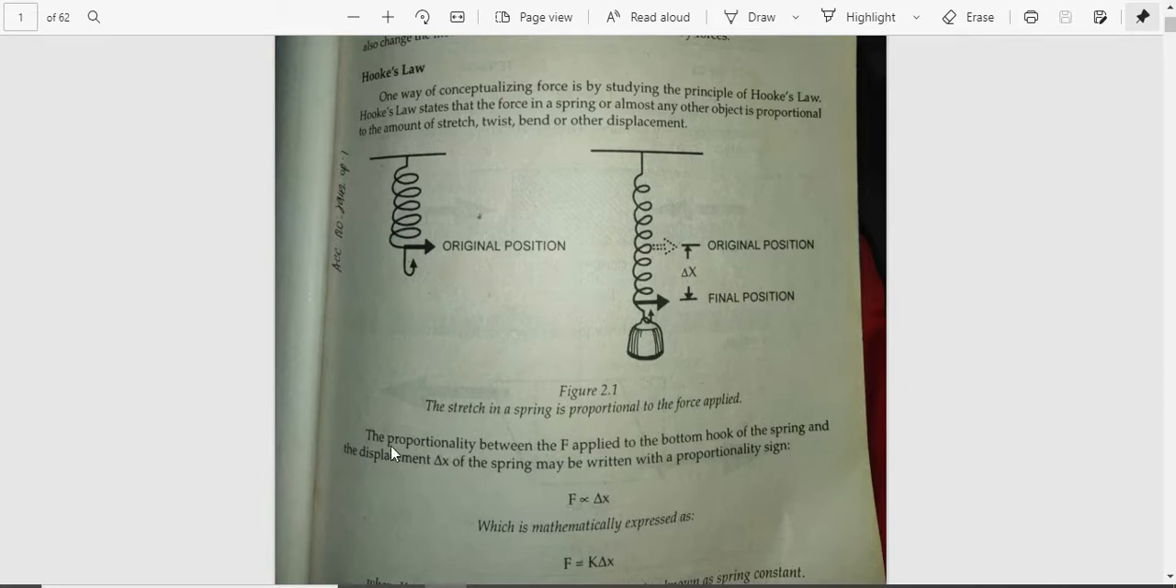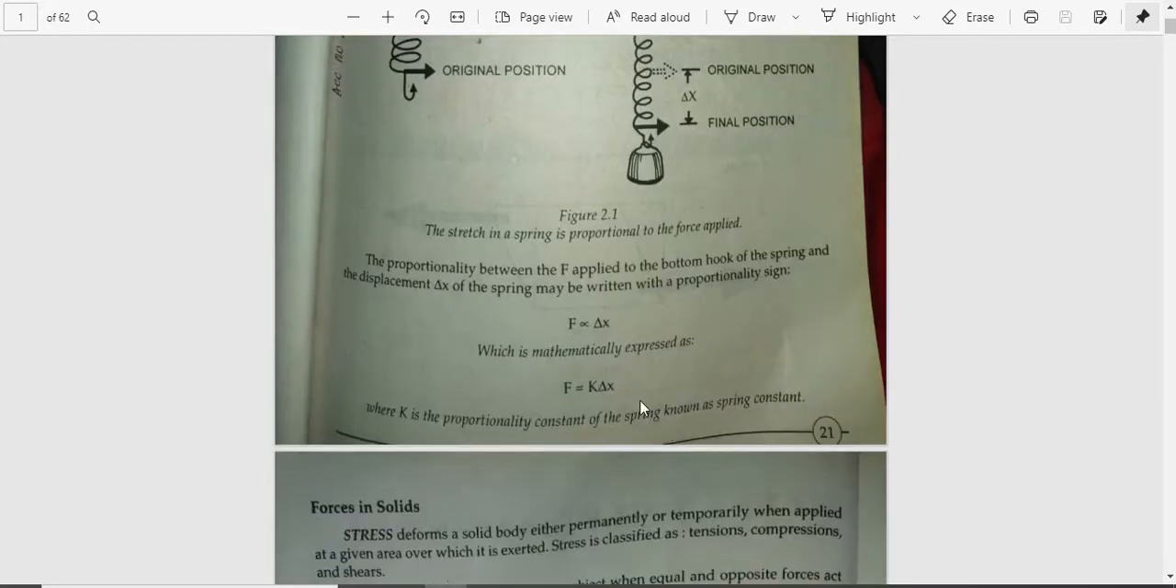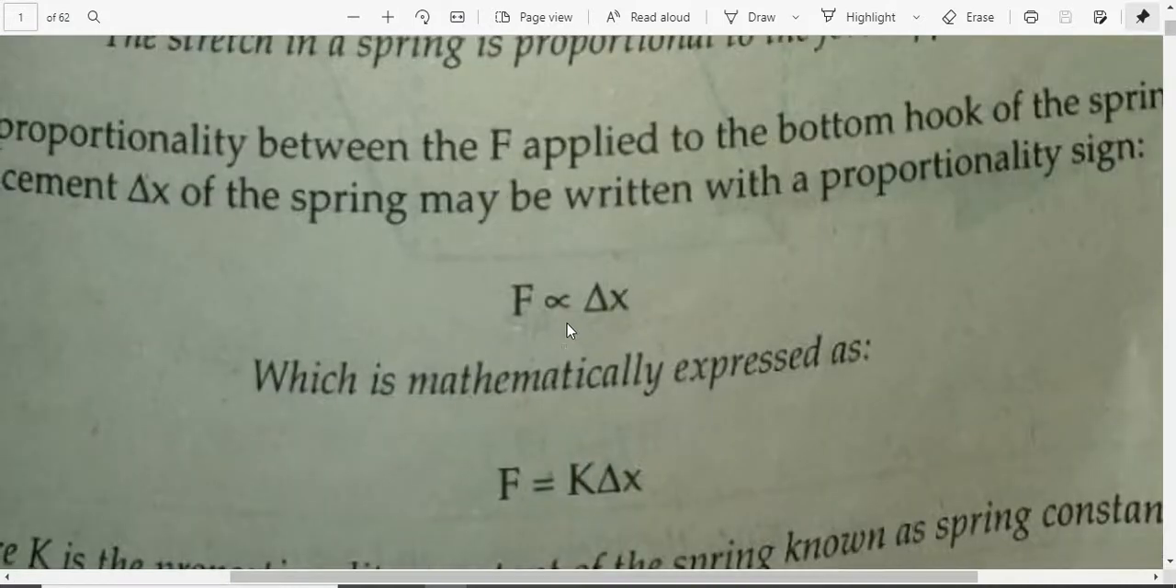Okay, so the proportionality between the force F applied to the bottom of the hook of the spring and the displacement, your change in x of the spring, may be written with a proportionality sign. What is the proportionality sign? It looks like the infinity sign but open at the end point. Okay, let me zoom in so you can see better. Which is mathematically expressed as force is equal to k change in x.